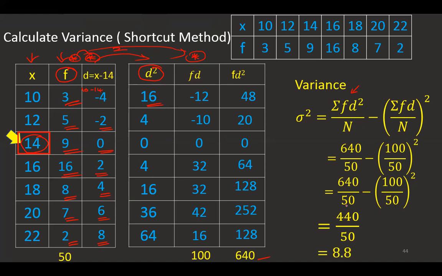Then the value is 440 divided by 50, so 8.8 is coming. Sometimes you may not know how we calculated this, so I'm going to write it here. You see 640 divided by 50. Here I'm getting 4. Okay, 100 divided by 50 gives you 2.